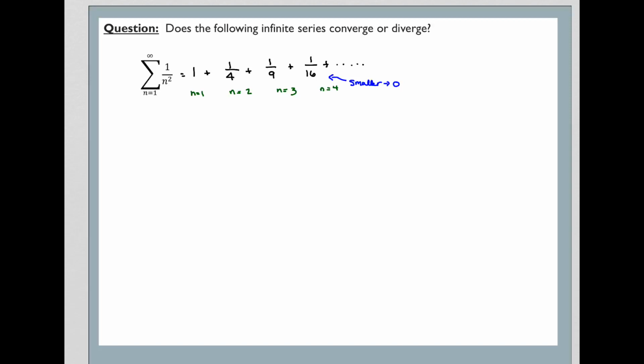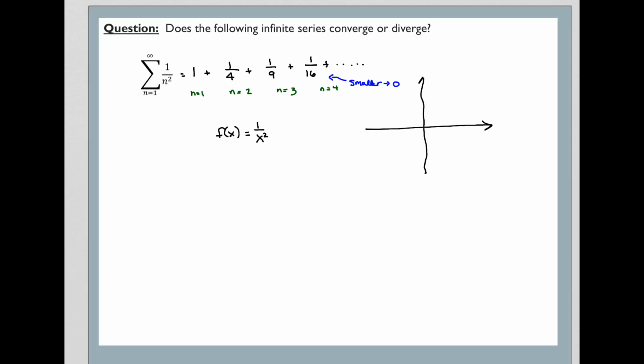1 over n squared reminds me of a corresponding continuous function, f of x equals 1 over x squared. And how does it relate? Remember, f of x equals 1 over x squared is defined on all real numbers, so it has a continuous graph, whereas 1 over n squared is defined only on integer values, the positive integer values.